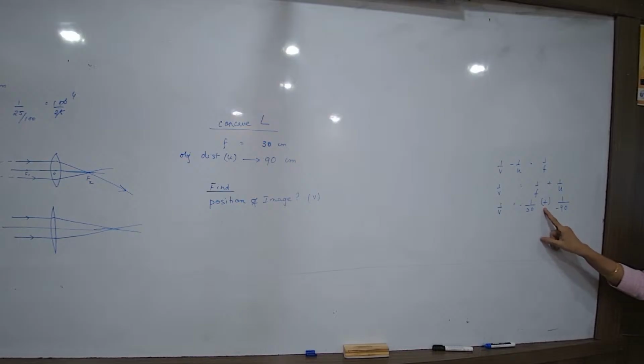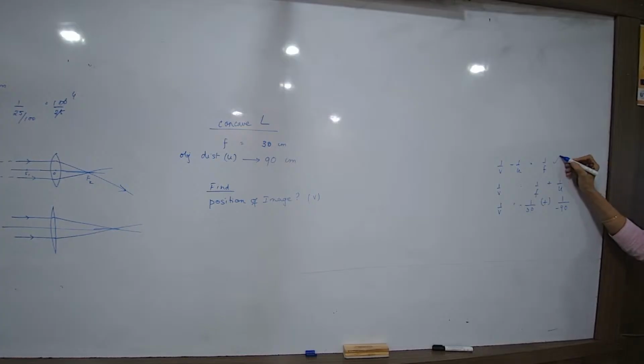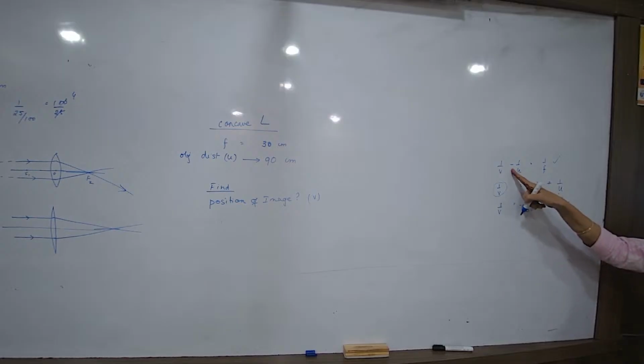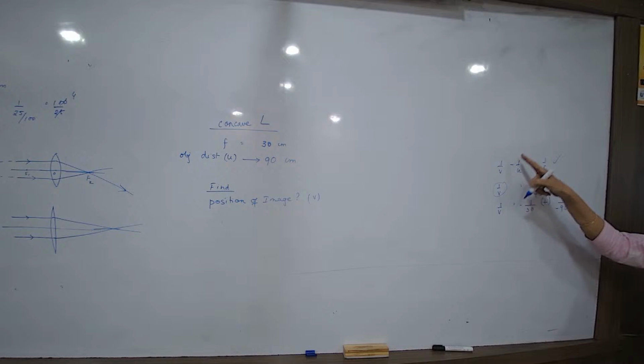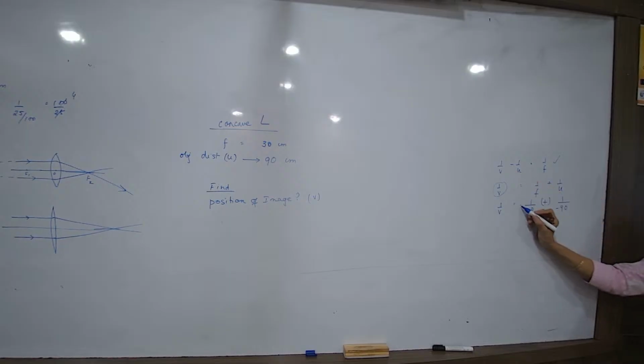One minute, please look at the board, everyone. This is the formula, right? What I'm saying is, it could be a very simple thing like this. We want to find out 1 upon V. So this U here will become plus. When we are substituting the values, don't forget that it is a concave lens. This is going to be negative. This plus sign you're not going to change. It's still going to remain a plus sign because it's part of the equation.